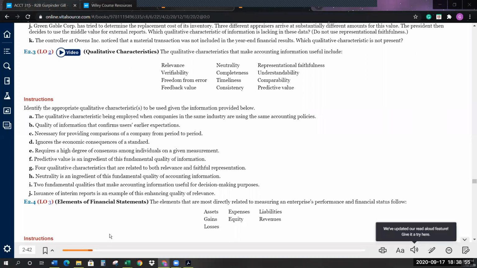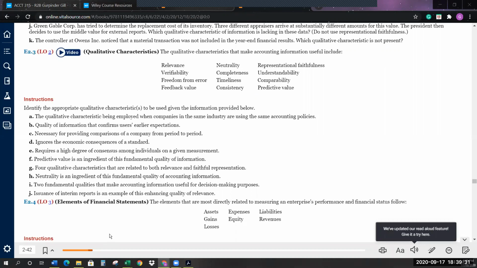Okay. H, neutrality is an ingredient of this fundamental quality of accounting information. That, guys, is representational faithfulness. When the accounting information is presented, the users want to be able to trust that information. That only comes if there is a faithfulness aspect built into it, when the information is presented complete and verifiable.